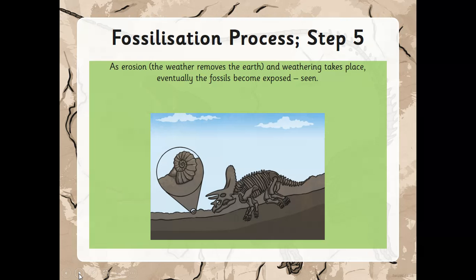Fossilization process, step 5. As erosion, the weather removes the earth, and weathering takes place, eventually the fossils become exposed or seen. And that's where we can find them and dig them up.